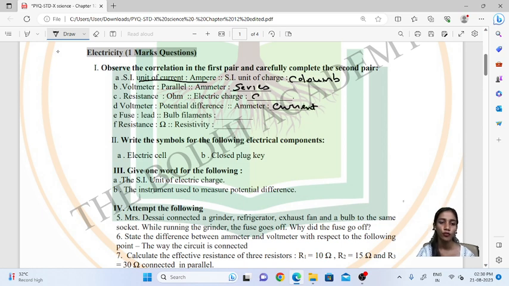Now fuse and lead is given. This means that the material used for making the fuse is lead. What is the material used to make the bulb filaments? We have already discussed, and it is tungsten filament. Now resistance, and this is the symbol of ohm, means it is talking about the SI unit of resistance. And in the second place we have the resistivity. What is the SI unit of resistivity? It is ohm meter. So in this way we have to solve these correlations.